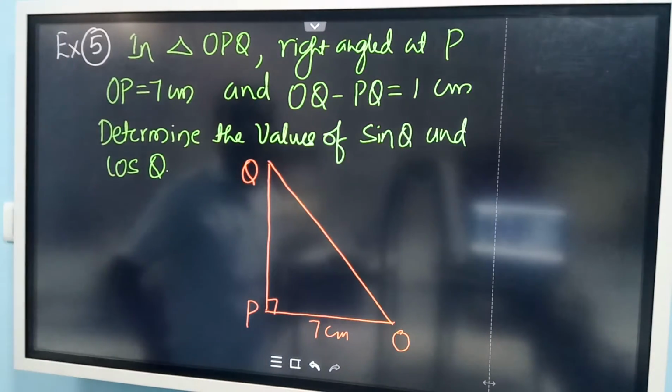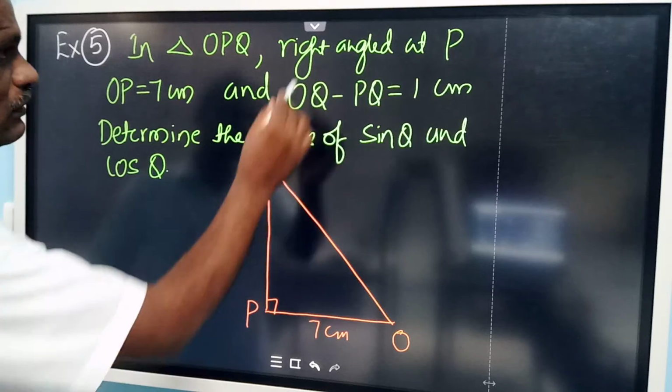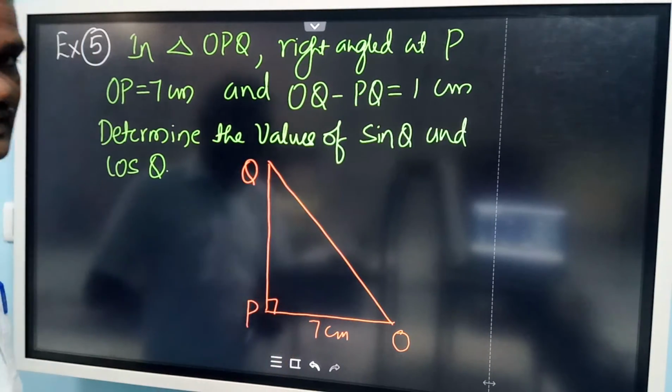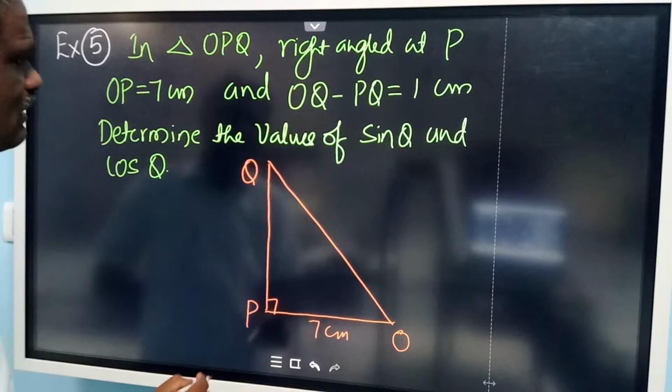Let us see this example 5. In triangle OPQ, we have a right angle triangle OPQ, right angle at P. This angle is 90 degree. And OP is equal to 7 centimeter. This length is given as 7 centimeter.